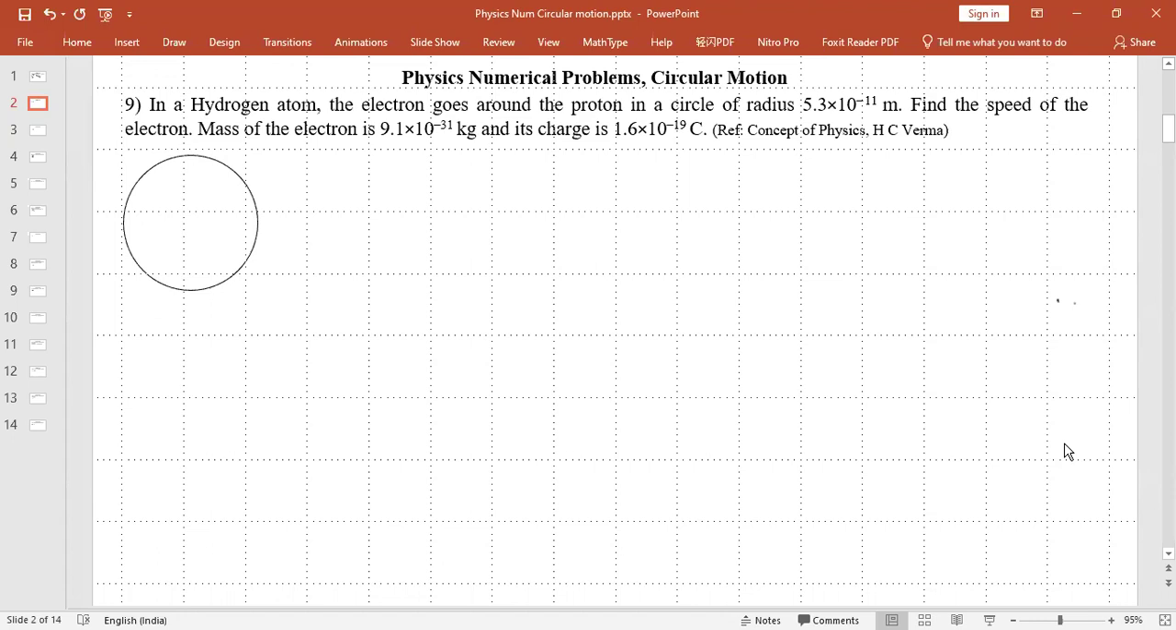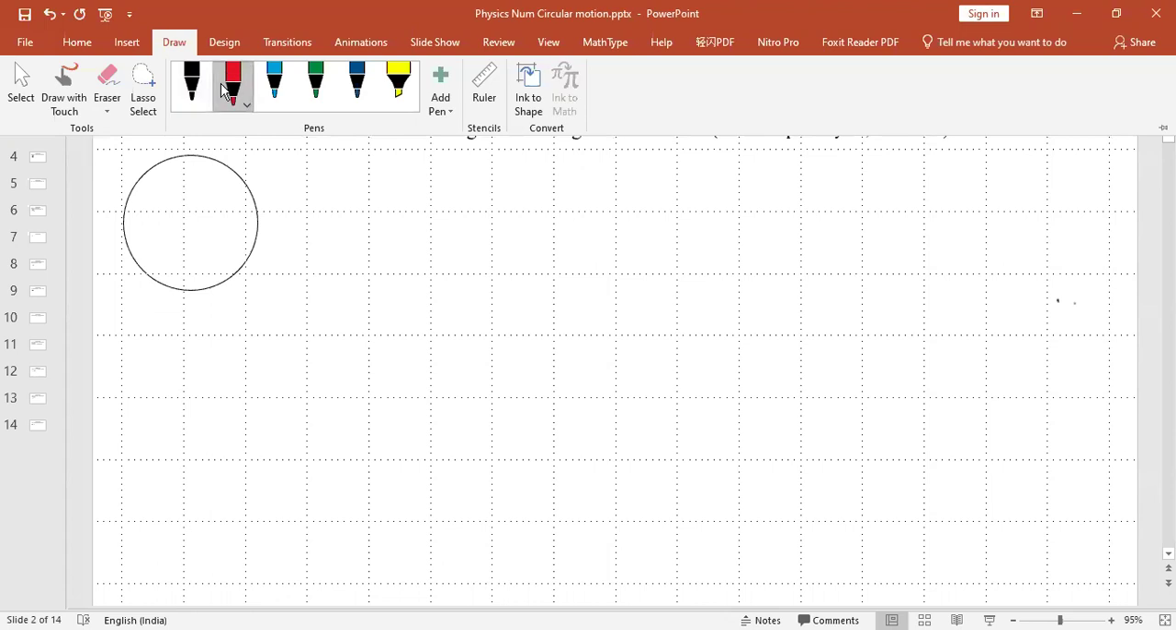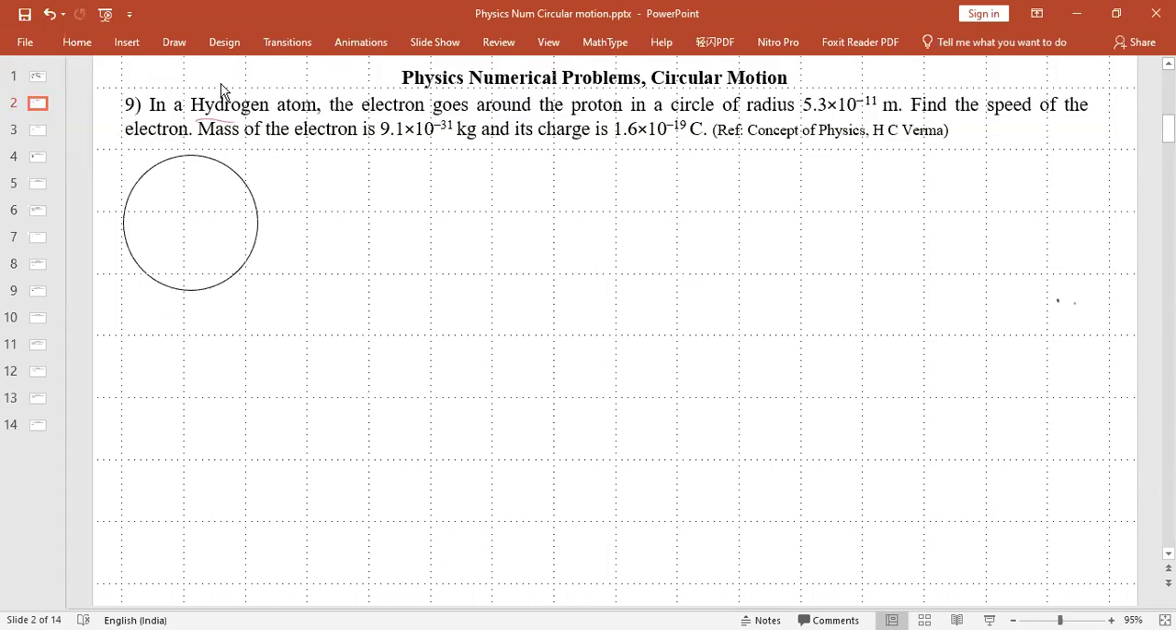It says that in a hydrogen atom, the electron goes round the proton in a circle of radius given. This is the radius. So radius is given. Find the speed of the electron. You have to find out the speed v of the electron. And mass of the electron is given and charge of the electron is given.